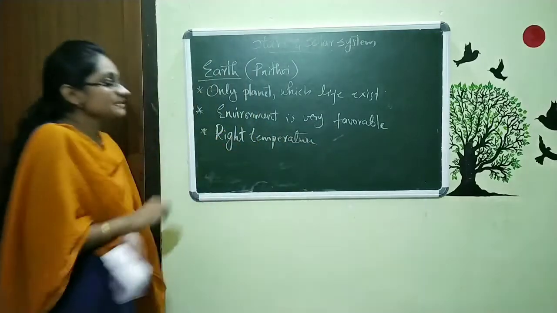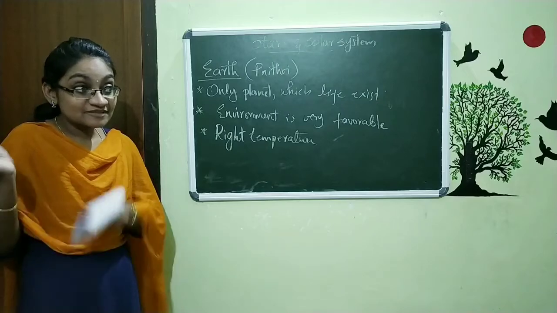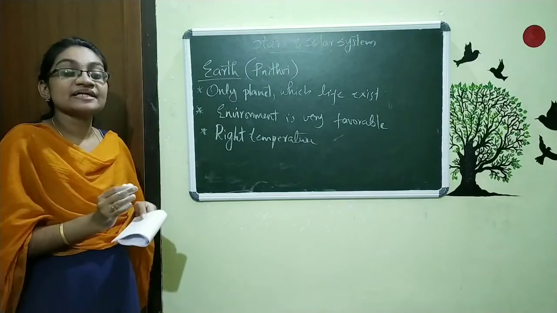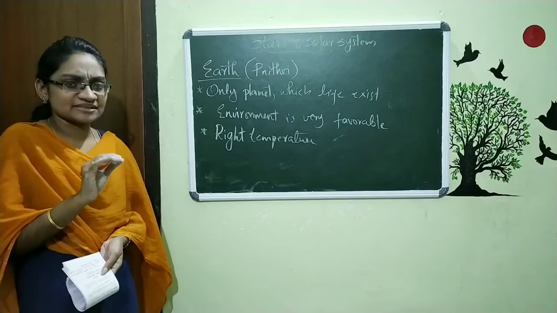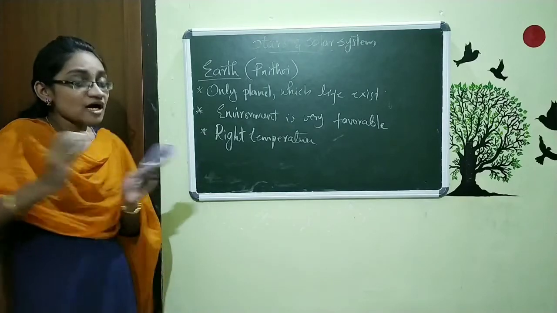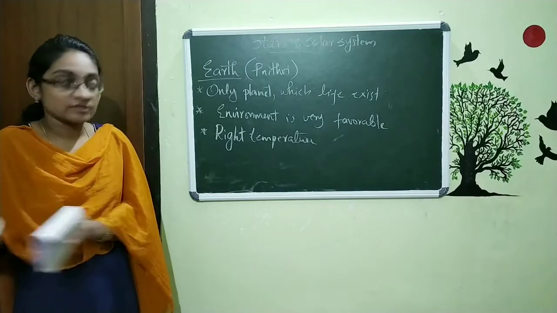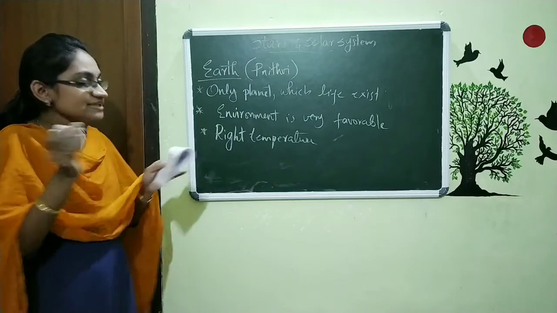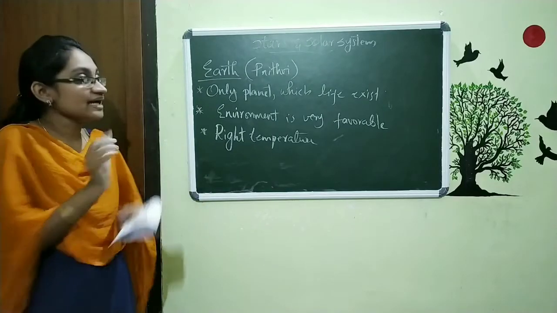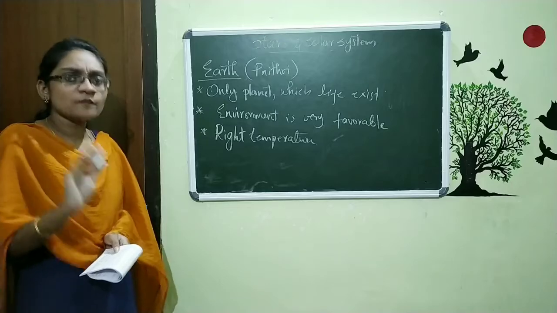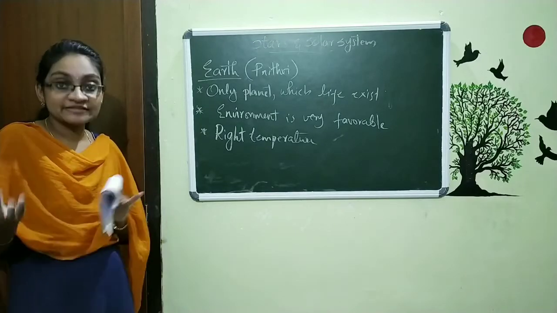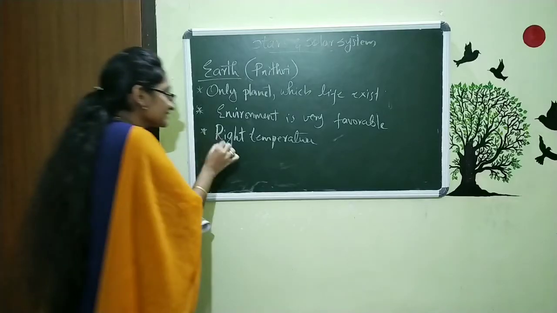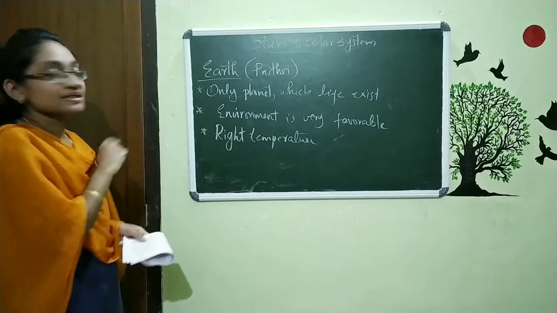Right temperature. That means the planets which are very near to the sun, like Mercury and Venus, have very high temperature, and the other planets far from the sun are very cold. So we can say Earth is at a proper distance and has proper temperature maintenance that is suitable for living beings. So we can say the right temperature is there on Earth.